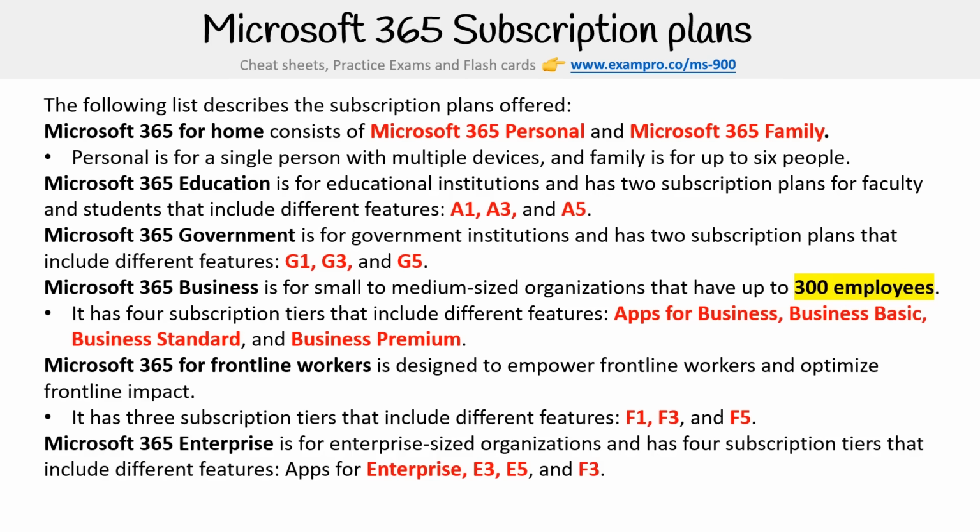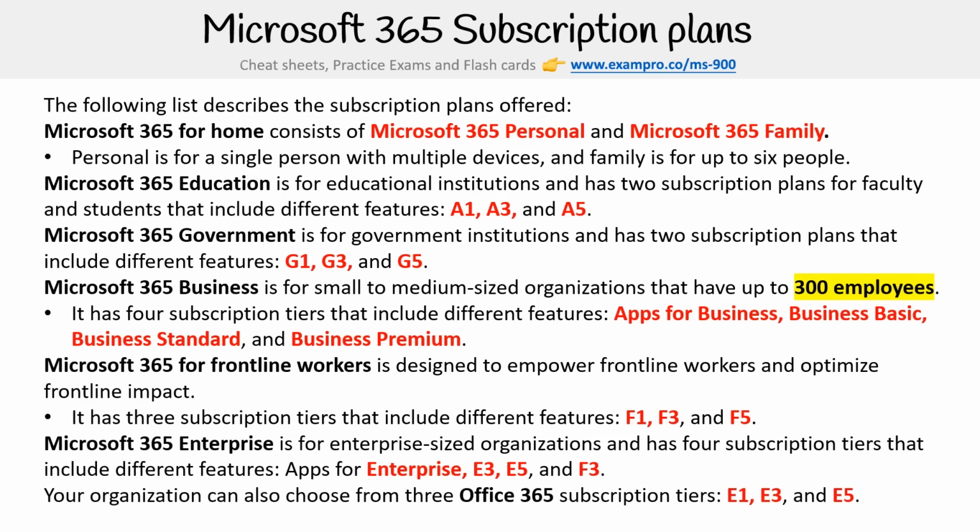And we have Microsoft 365 Enterprise, so this is for enterprise-sized organizations and has 4 subscription tiers that include different features, Apps for Enterprise, E3, E5, and F3. Your organization can also choose from 3 Office 365 subscription tiers, E1, E3, and E5. So those are the Microsoft 365 subscription plans currently available, and we'll go over some of the important ones in greater detail in the next sections.